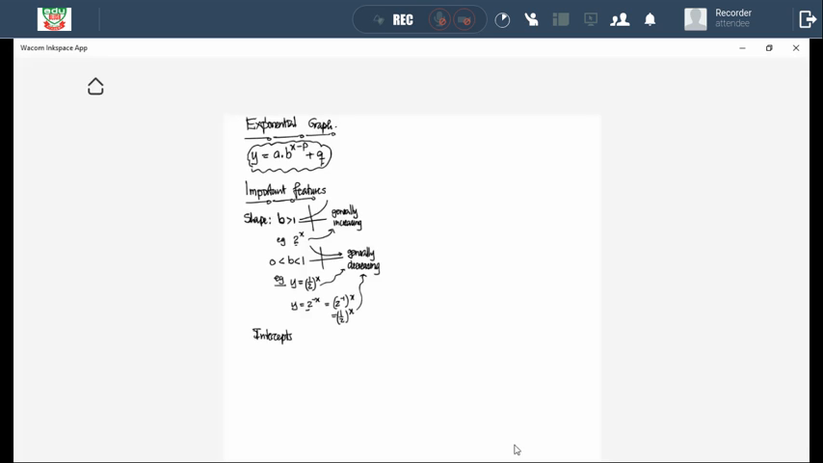Okay, the next thing is the intercepts. What do we know? The x intercept and also the y intercept is very important, straightforward. Right, let's look at the last aspect there, which is the asymptote.